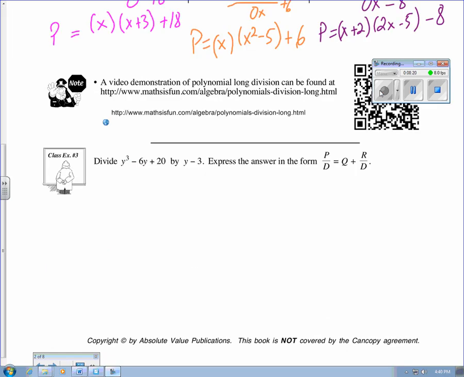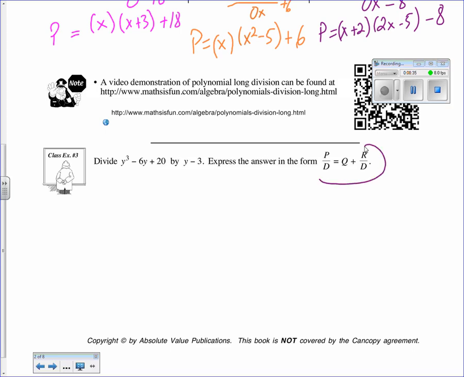So we have 2 big examples to do. I have to set this one up. It's going to look very similar to the one that I just divided, but I have to write it in the alternative form. Notice that I want it in the form of polynomial divided by divisor is equal to quotient plus remainder divided by divisor. I'm going to set it up first.